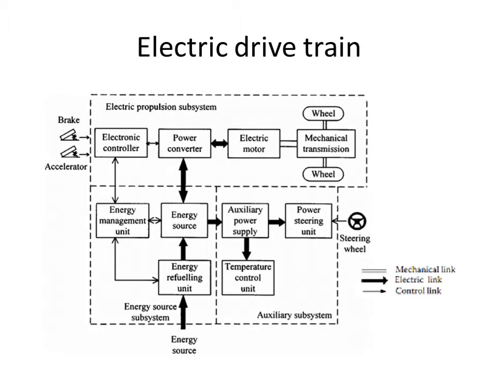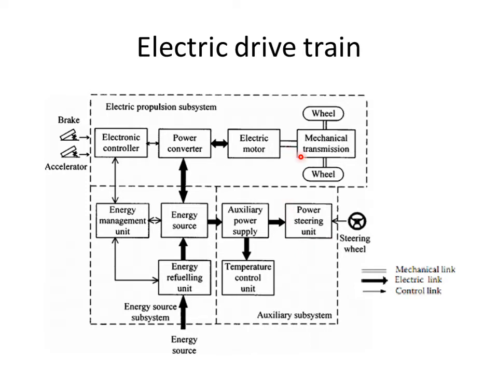Before going to the electric components used in the propulsion system, we will have a look at the different subsystems of the electric drivetrain. Here we have three subsystems. One is the propulsion subsystem, another is the energy source subsystem, and the third one is the auxiliary subsystem. In the energy source subsystem, we have the energy source, the energy management unit, and the energy refueling unit. In the auxiliary subsystem, we have the auxiliary power supply unit, which supplies power to the auxiliaries like the power steering unit, temperature unit, stereo and all.